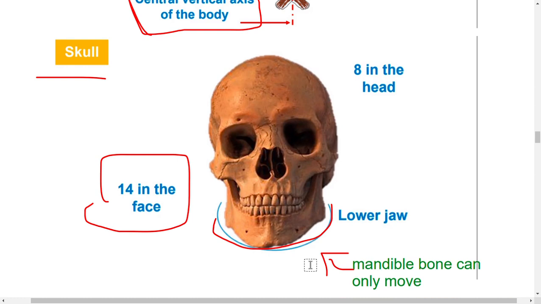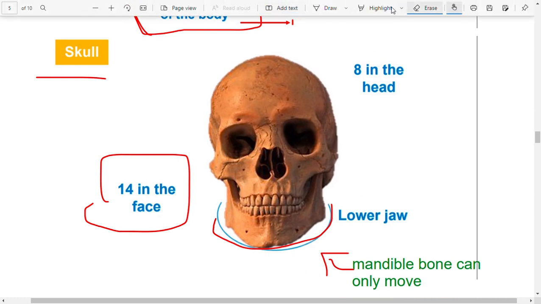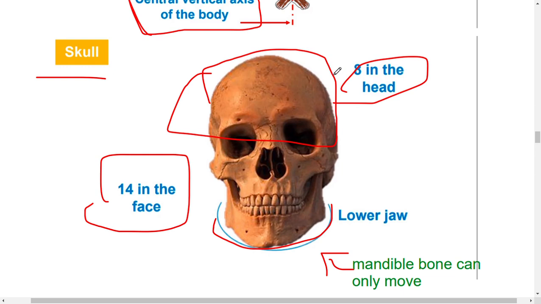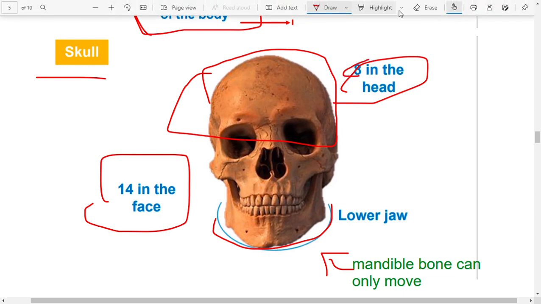Okay. Now let me go to the head part. Here on this head we have a total of 8 bones. These 8 bones are located in different places.